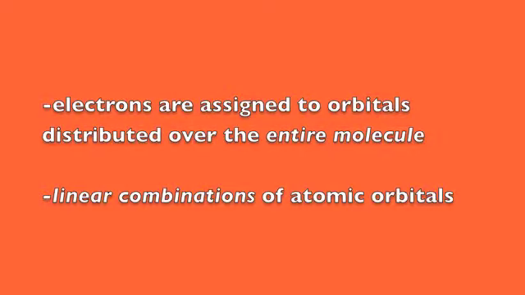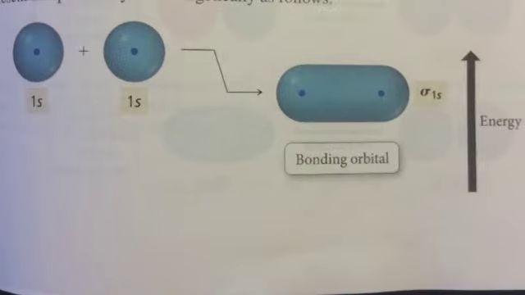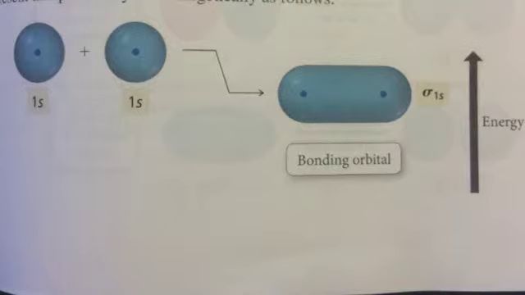The molecular orbital theory is a rigorous quantum mechanical description of bonding in which electrons are assigned to orbitals distributed over the entire molecule. And this is opposed to the valence bond theory, which we just talked about, that focuses on the atomic orbitals of one particular atom. Also, the molecular orbitals are constructed using linear combinations of atomic orbitals, because that creates a variation with the lowest energy, and lower energy is good.